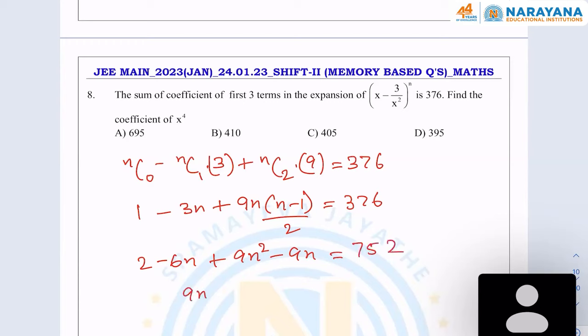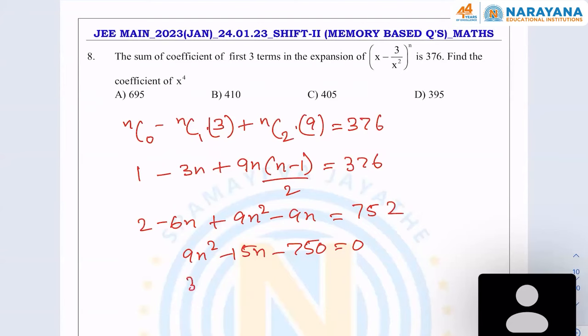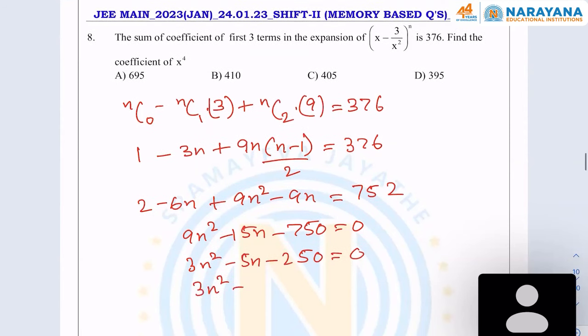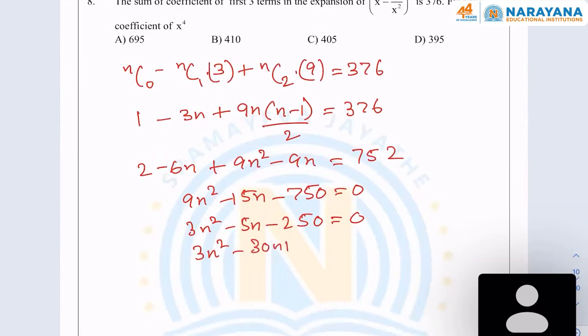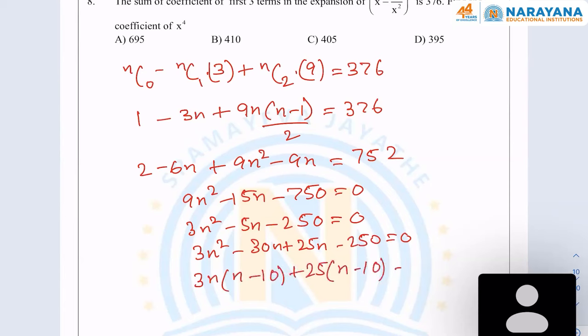So we are getting 9n square minus 15n minus 750 is equal to 0. So I can take out 3 common: 3n square minus 5n minus 250 is equal to 0. 3n square minus 30n plus 25n minus 250 is equal to 0. So 3n into n minus 10 plus 25 into n minus 10 is equal to 0.